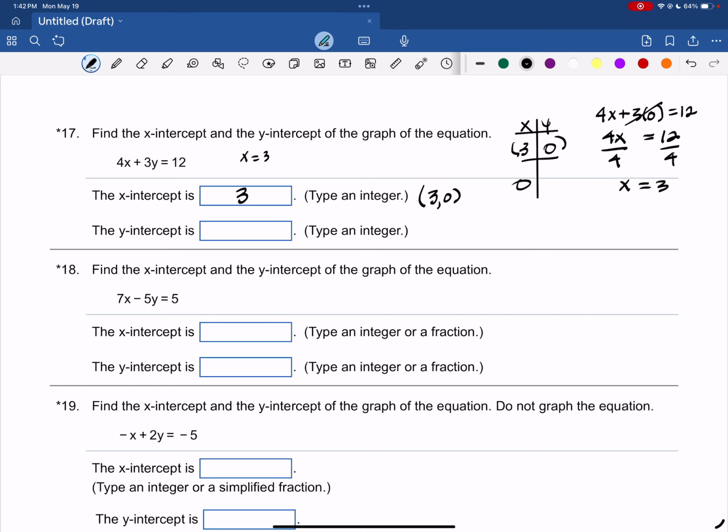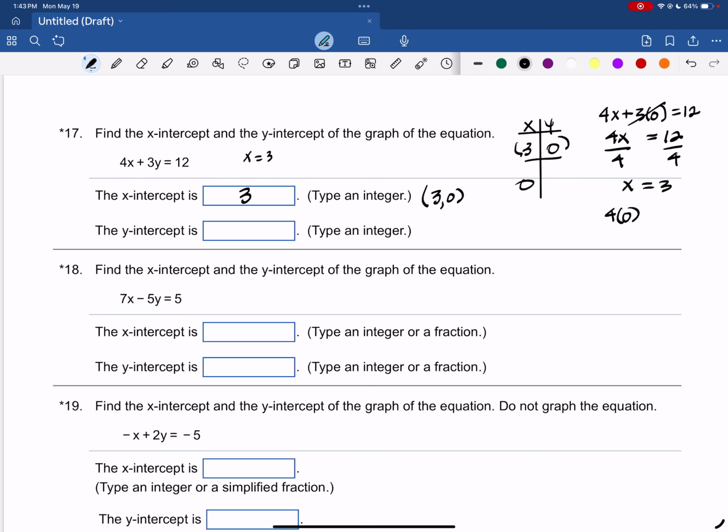Okay? For the y-intercept, I'm going to do the opposite. I'm going to put in, for the x, 4 times 0. So in this case, if I was doing it this quick way, plus 3 times y equals 12. That'll give me 3y equals 12. I divide by 3 on both sides, and y is equal to 4. So my y-intercept is 4, or the ordered pair, 0, 4.